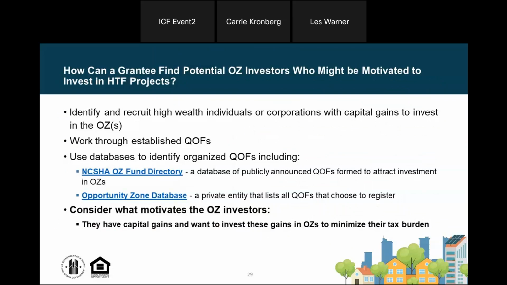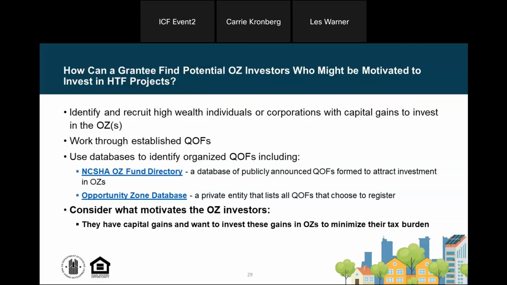So when we're looking for potential opportunity zone investors who might be motivated to invest in an HTF project, Les talked a little bit about this already, but we'll continue on that topic. If the right network exists, particularly, HTF grantees at the state level may have an economic development office that has relationships with businesses and potential investors, so they may be able to identify and recruit high wealth individuals or corporations that have capital gains that they're interested in investing in opportunity zones within the state. Without those existing relationships, identifying and approaching specific individuals and companies could be challenging or a little awkward.